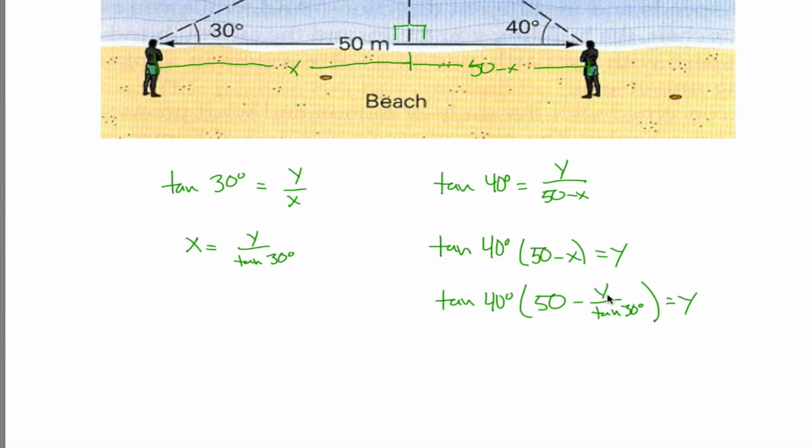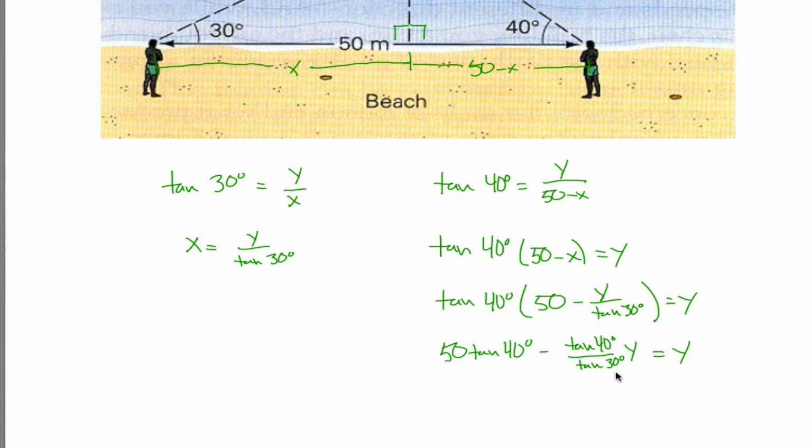That's hard to do because I got two different y's floating around. However, I have a method for that. I get all the terms with the y in them on one side of an equation and I factor. But in order to do that, I got to get rid of these parentheses. So let's distribute this tangent of 40 through. So I got 50 tangent of 40 degrees minus tangent of 40 degrees divided by the tangent of 30 degrees times y is equal to y.